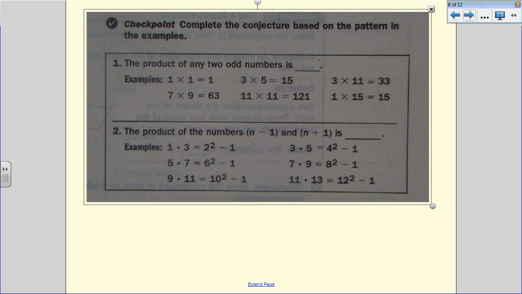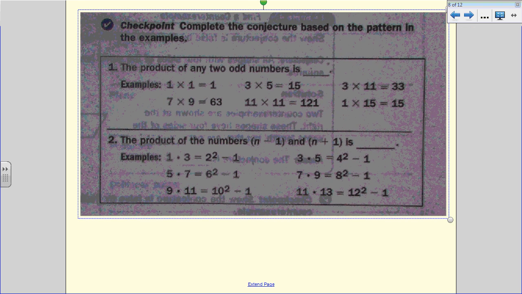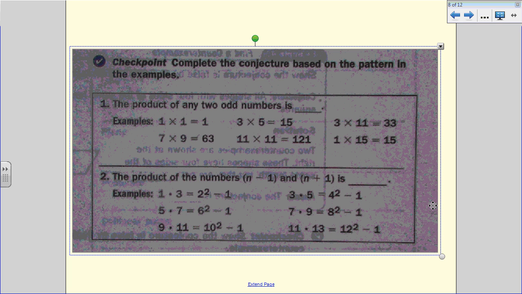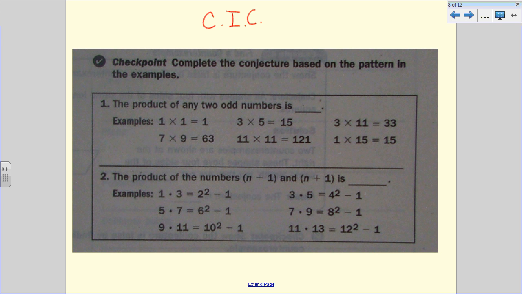All right, here's your first checkpoint. I know it's a little bit dark here on my screen, but you guys are obviously using your book, and then we'll check this in class tomorrow. But you're going to complete the conjectures based on these patterns. So you're going to tell me what the product of any 2 odd numbers is, and then what the product of n minus 1 and n plus 1 is. So we'll take a look at those. Once again, we're calling this our check in class. These are what we'll be checking. So they're done tonight, and we're checking them tomorrow.